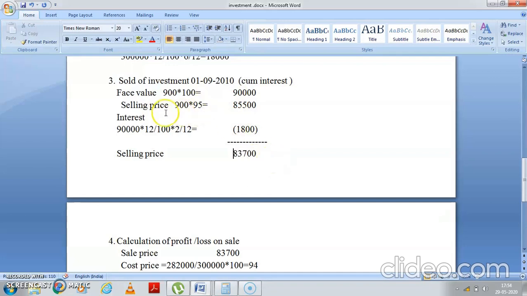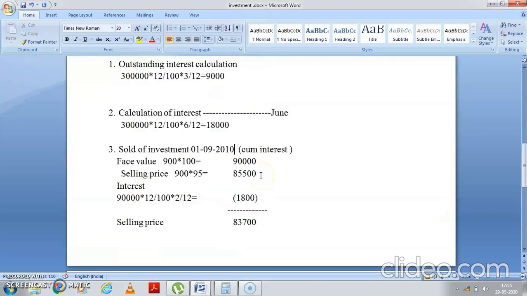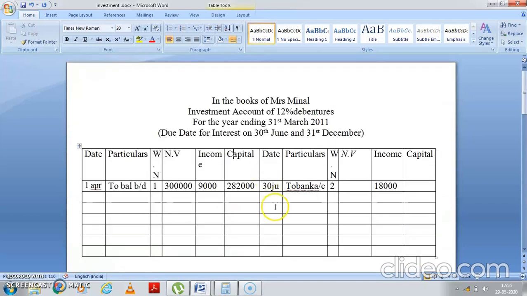Are you getting me? This was just a quoted price, because you had kept the investment for 2 months, but now as you have sold it with a gum price, that means now the person who is buying will get the interest. So you are getting a loss of this much also. So because of that, your exact selling price comes to 93,700. Okay, students? Chalo, we'll do the entry of it.